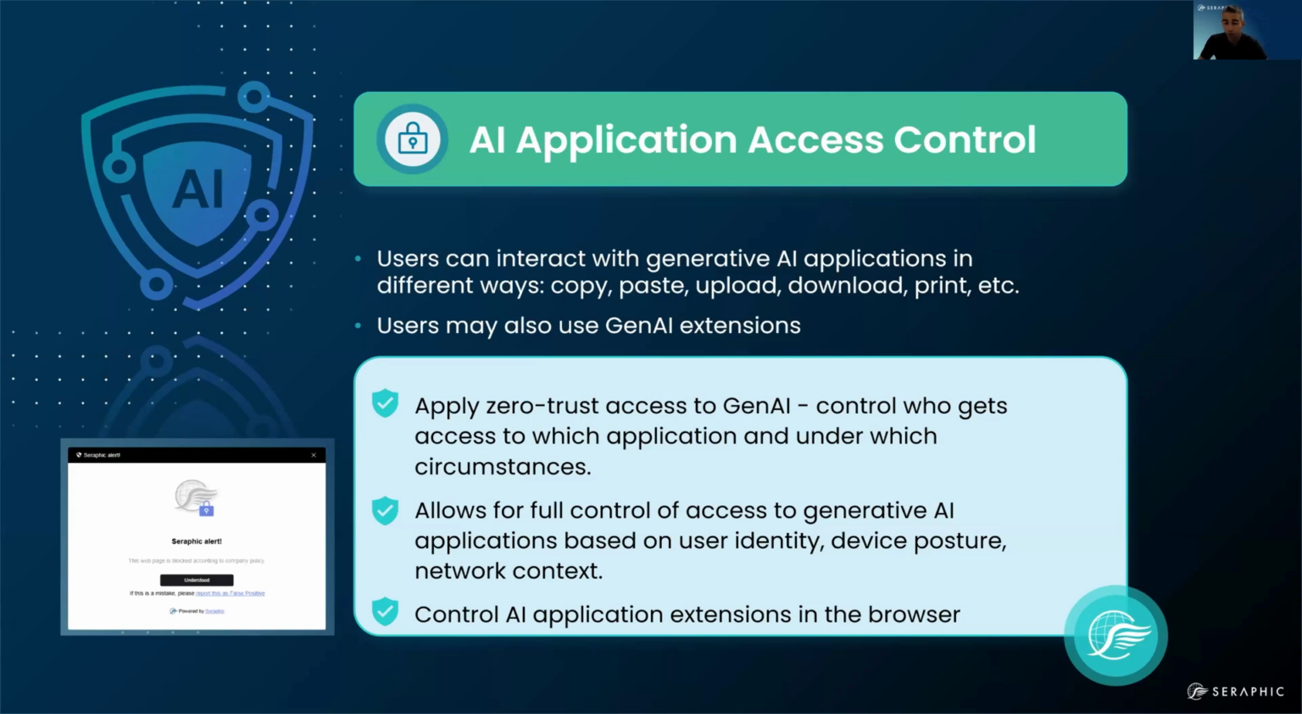We can also control and have full visibility into all AI application extensions in the browser. So having visibility into which extensions the users are installing, we can restrict or allow extensions that are associated with AI. And we can make sure that no sensitive data is also shared, not through browsing to these applications, but through using browser extensions. Lastly, full audit log.